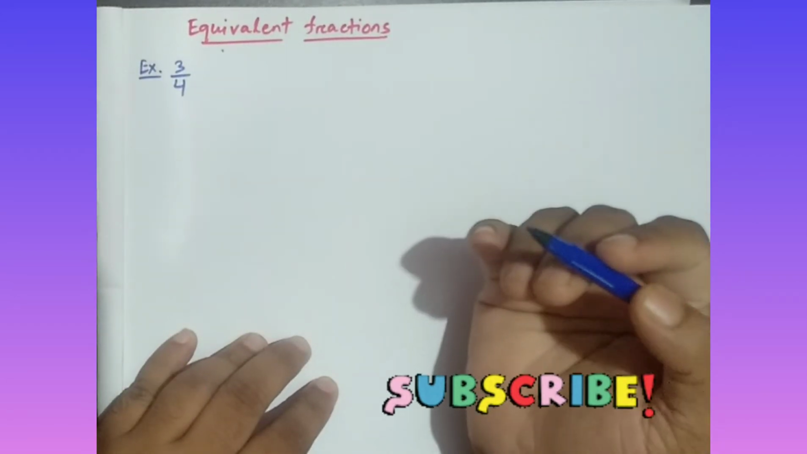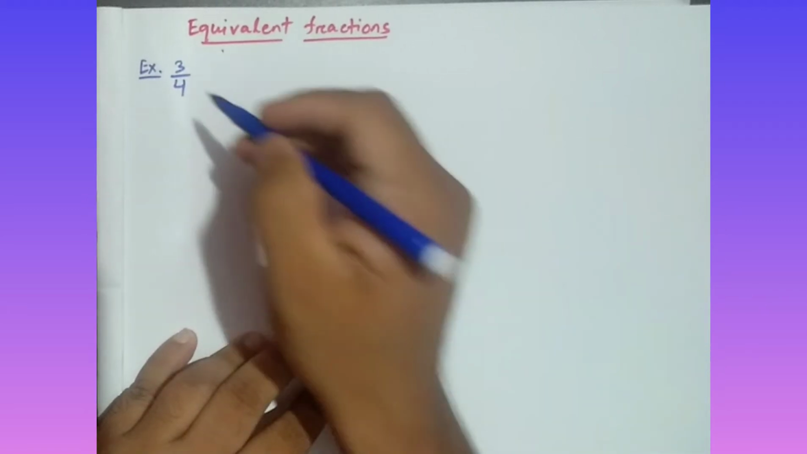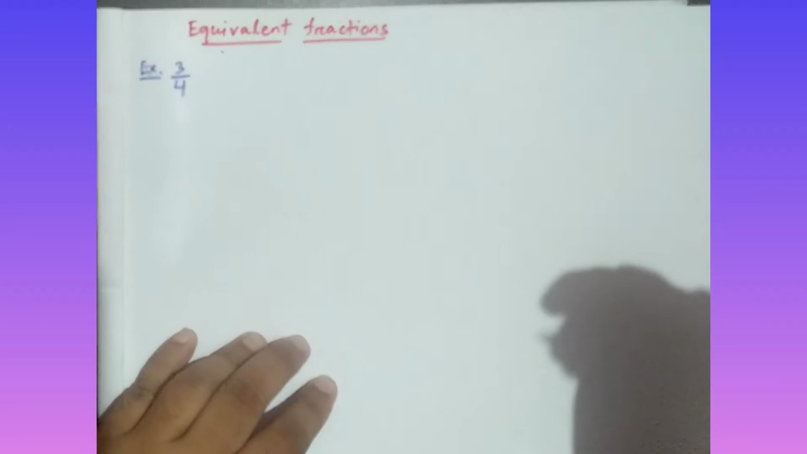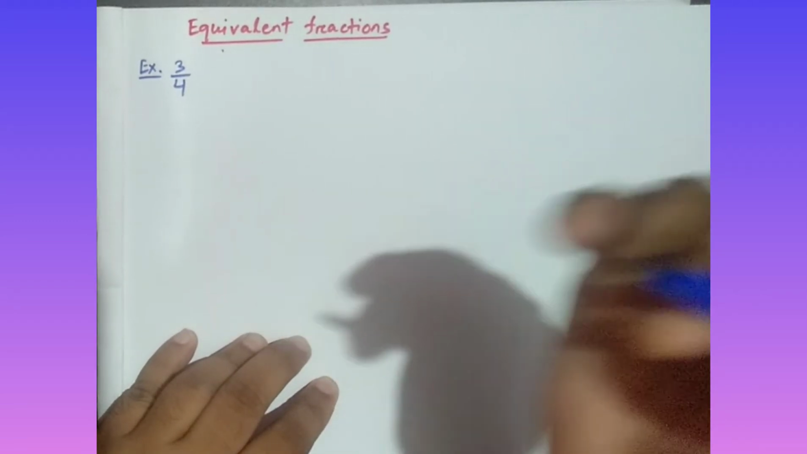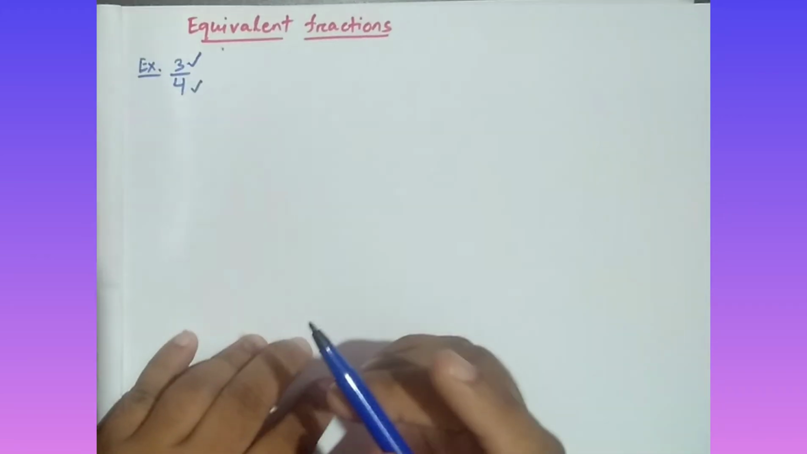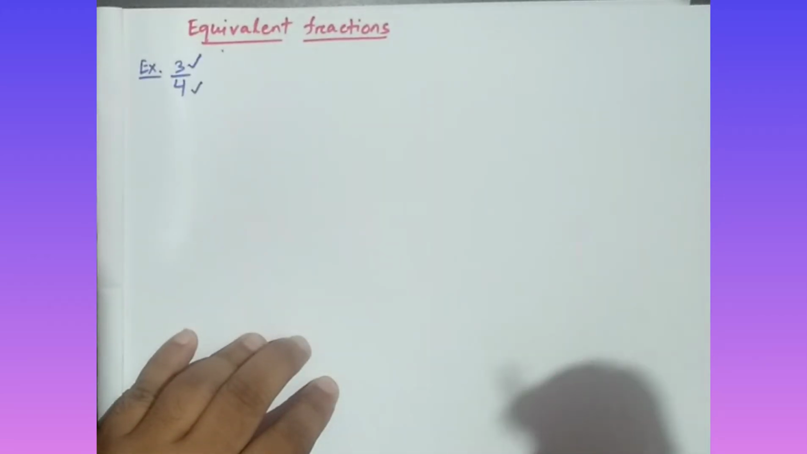So again I am repeating, the definition is: one fraction is given to you, you are going to find out another fraction. How? By multiplying or dividing its numerator and denominator by the same number. Okay, then the new fraction is called the equivalent fraction.